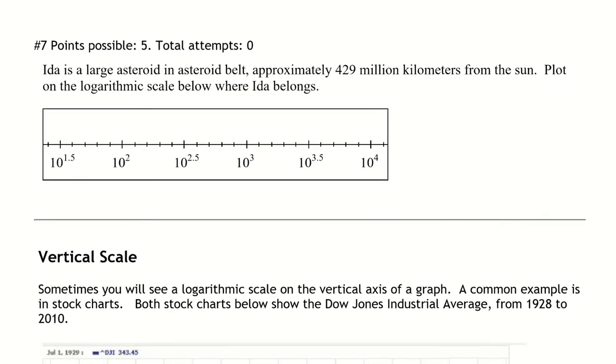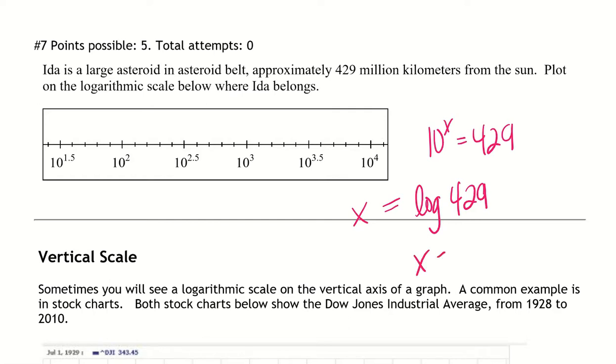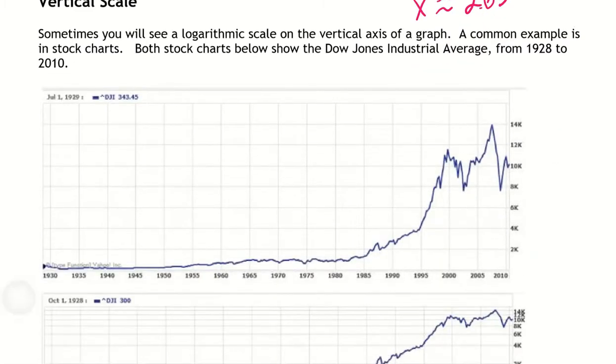Next, Ida is a large asteroid in the asteroid belt. So it's 10 to some power. Once we plug that in the calculator, we get 429. So I have to take the logarithm, or the log, of both sides, and that allows me to get rid of the 10. Now I do, in my calculator, log of 429, so x is about 2.63, so it's a little bit past 2.5.